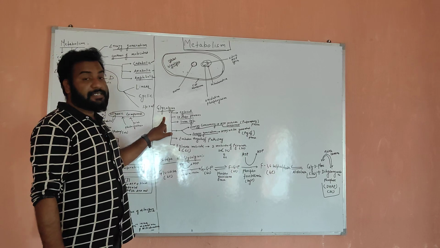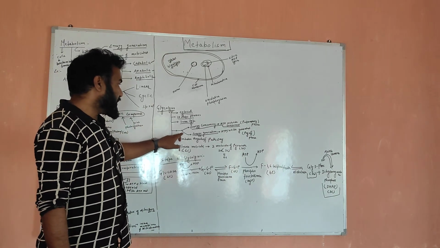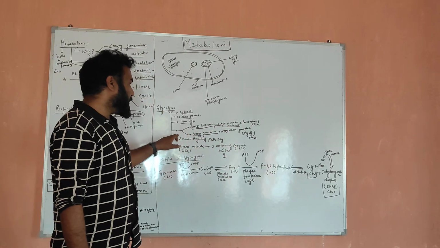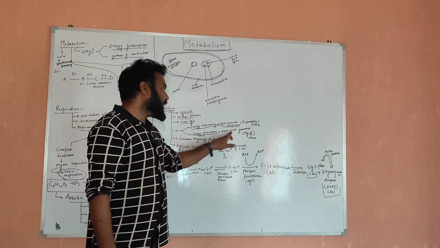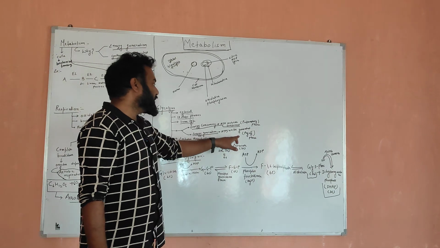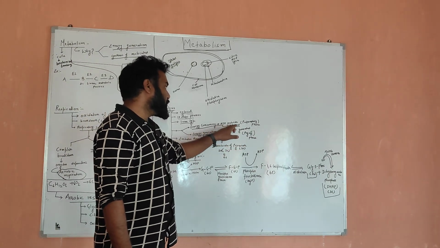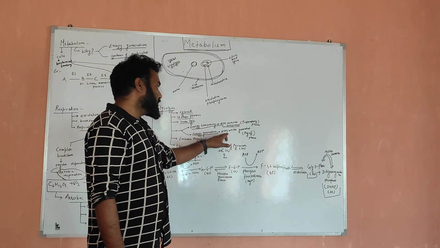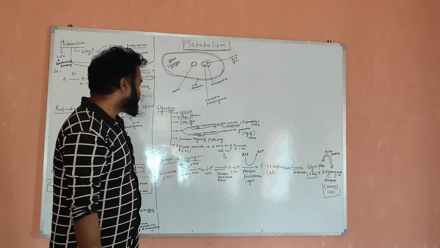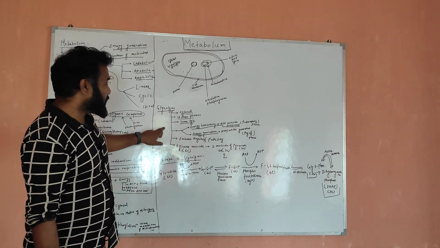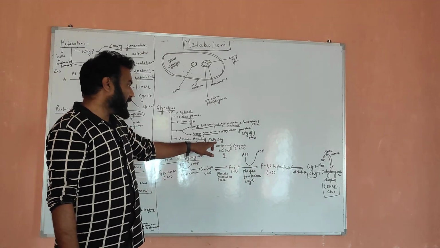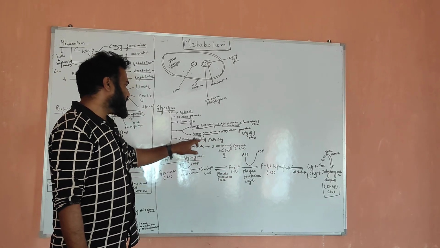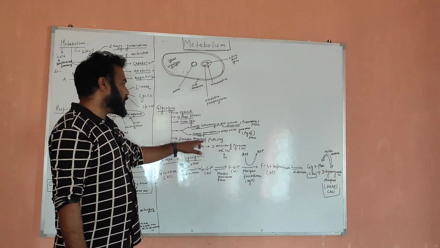We can categorize glycolysis into two parts: the energy consuming part, where ATP molecules are consumed, and the energy generation part, where ATP and NADH are generated. The part where ATP is consumed is known as the preparatory phase, and where energy molecules are generated is known as the payoff phase. Glycolysis is also known as the Embden-Meyerhof pathway, named after the scientists.